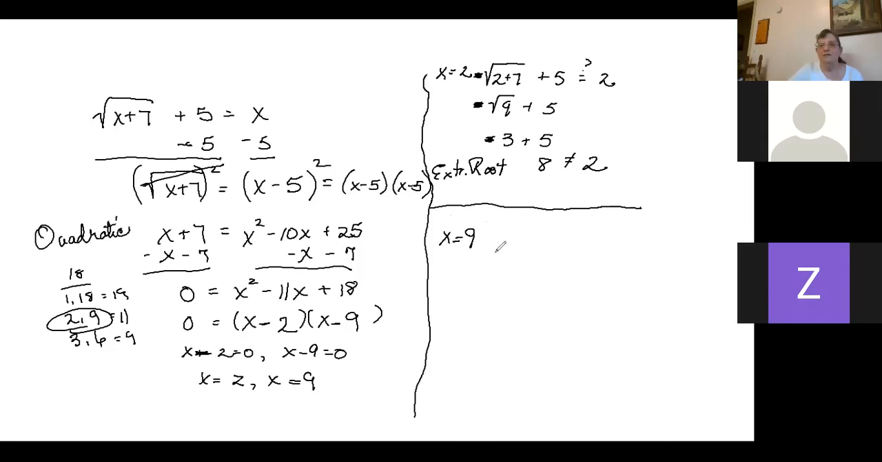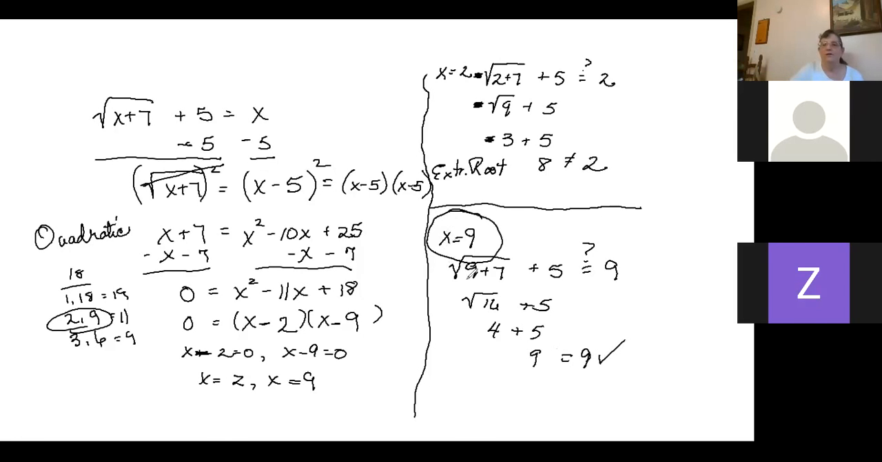Okay, try x equals 9. That would be square root of 9 plus 7 plus 5 might or might not equal 9. Square root of 16 plus 5 is 4 plus 5 is 9 equals 9. Boom. So the only answer here that works is the 9.